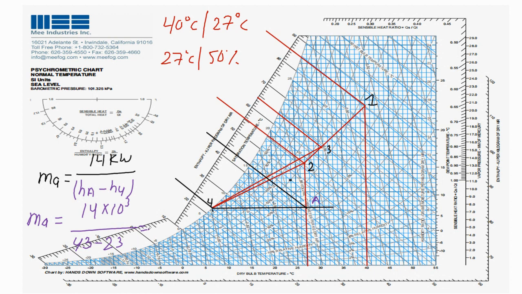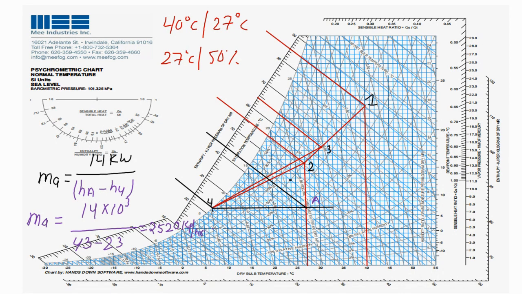Okay, 3600 divided by 10 cube, so it comes out to be 2520 kg per hour. Let me check. It is fine. Everything is fine.